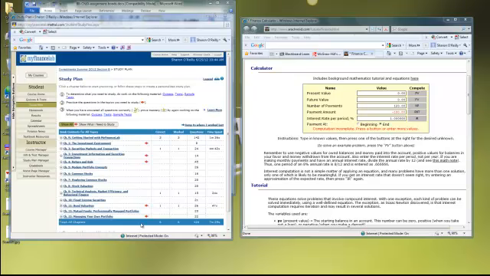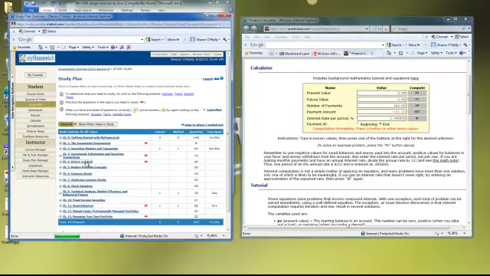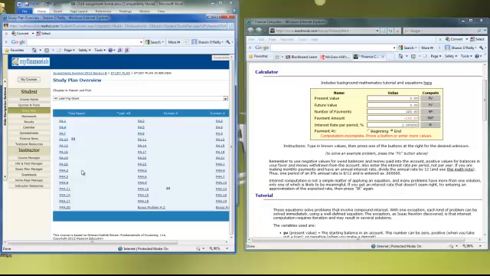To get started with Chapter 4, Appendix A, Present Value, Time Value of Money, go to your study plan in My Finance Lab. Then click on Chapter 4. Look for the problems that are the same as the ones that are assigned. For example, Problem 4A3 is one of our assigned problems in Chapter 4. So we'll click on that.